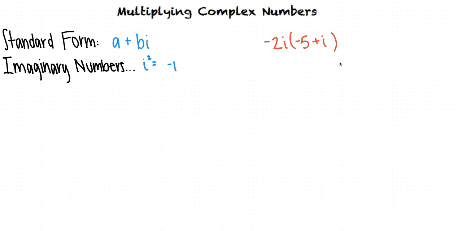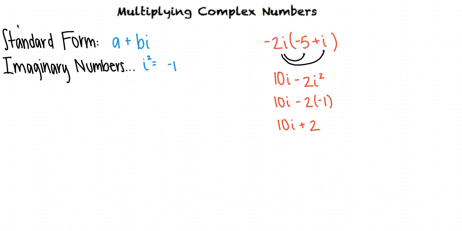We can distribute by multiplying the -2i by each term in the parentheses. First we multiply -2i by -5 to get 10i. Next we multiply -2i times i to get -2i squared. If we recall the properties of imaginary numbers, we remember that i squared is equal to -1, so we can rewrite this as 10i minus 2 times -1. We can then multiply -2 times -1, and we get 10i plus 2.